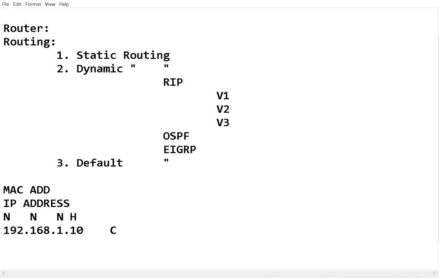Clear? What is a subnet mask? The subnet mask divides the network portion and the host portion separately. This is called the subnet mask.